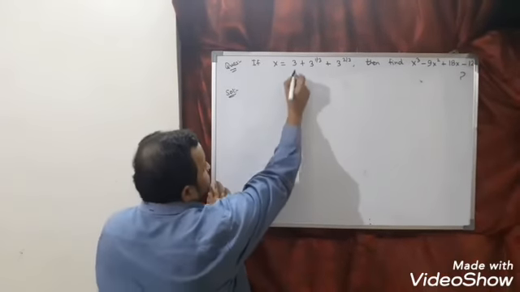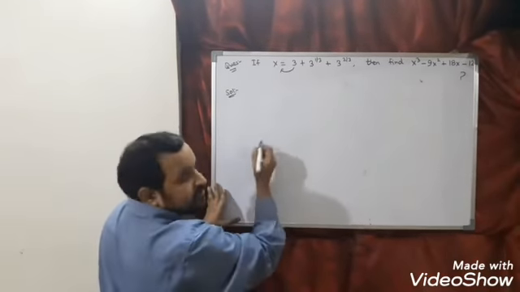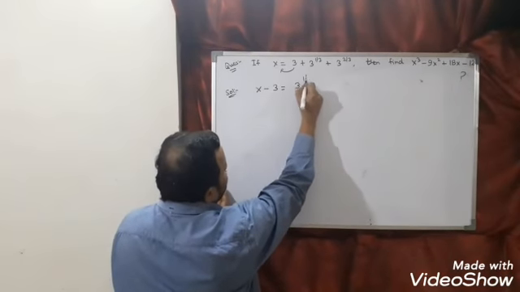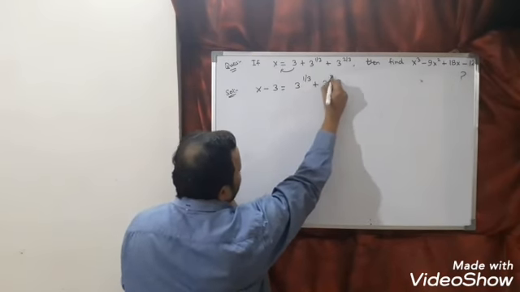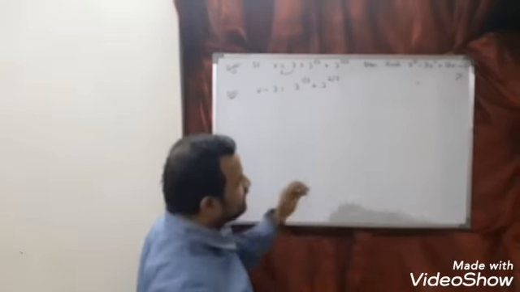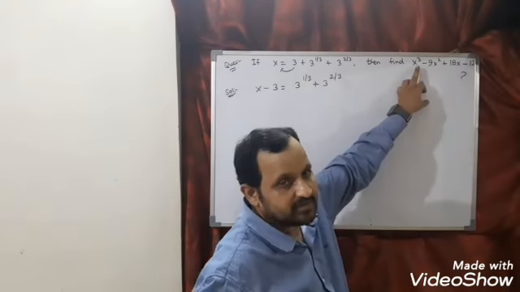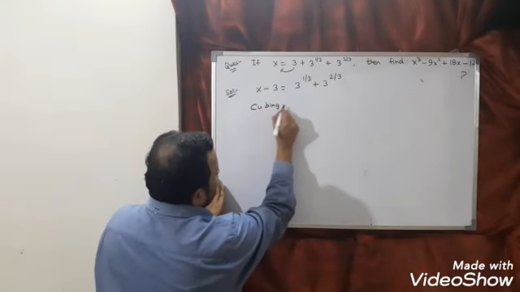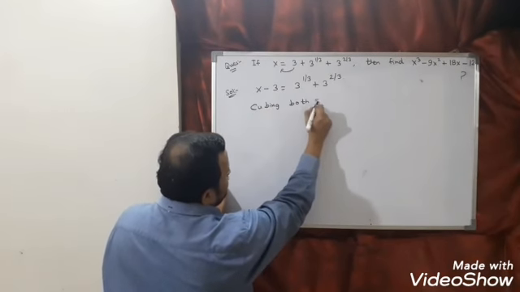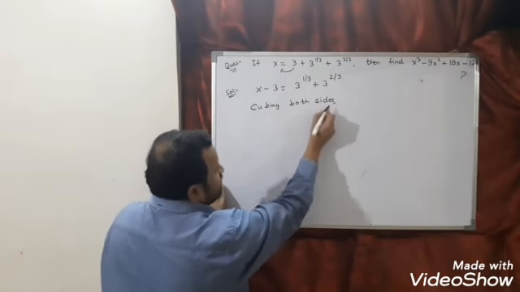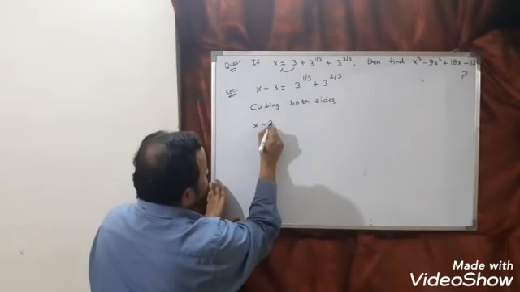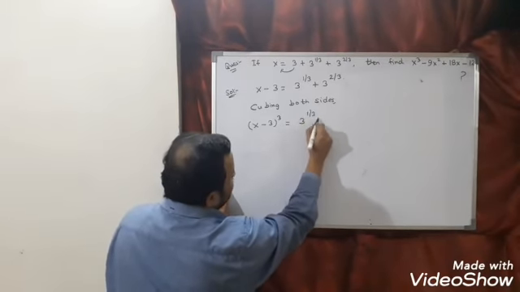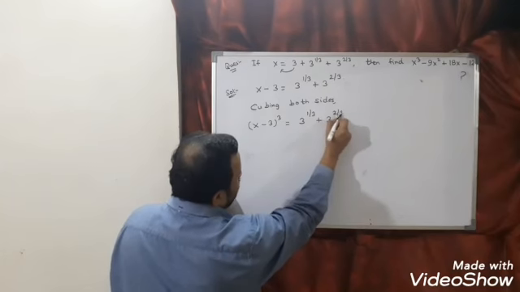Now what I am doing, this 3 I am shifting here. So what you will get, x minus 3 is equal to 3 power 1 by 3 plus 3 power 2 by 3. If you see here, power is 3. So let us do cubing. So here I can say cubing both sides. So when you do cubing, what you will get? X minus 3 whole cube is equal to (3 power 1 by 3 plus 3 power 2 by 3) whole cube.